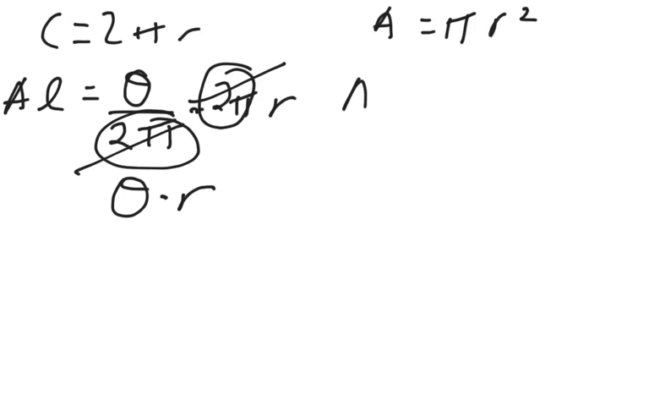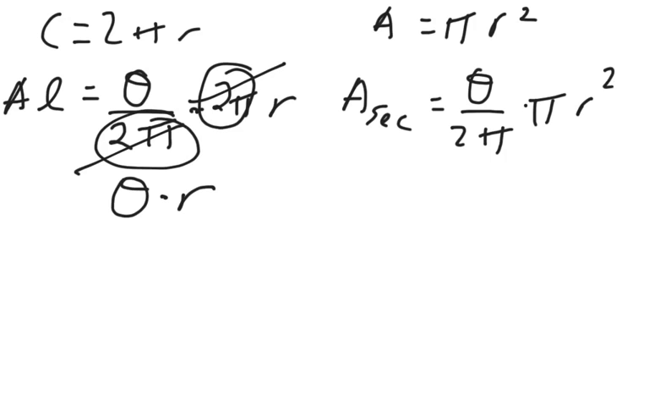And for the area of the sector, we're going to have theta over 2 pi again, because 2 pi is all the way around the circle, times pi r squared. And we can't cancel out the 2, but we can still cross out the pi's. So basically we have theta over 2 times r squared.